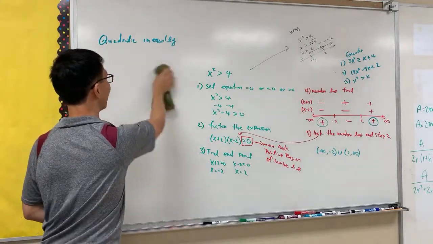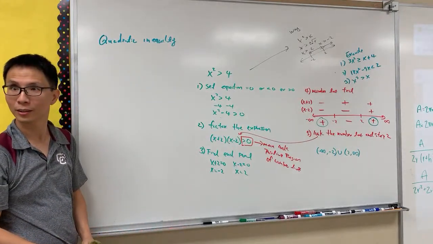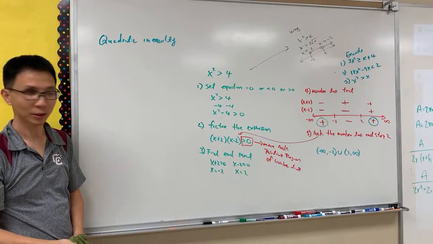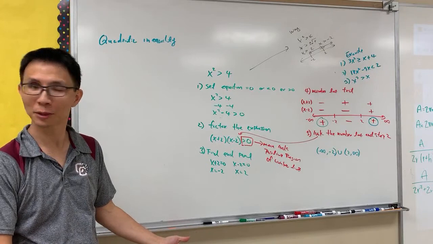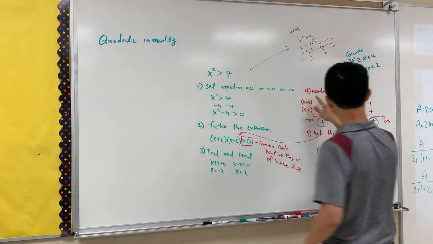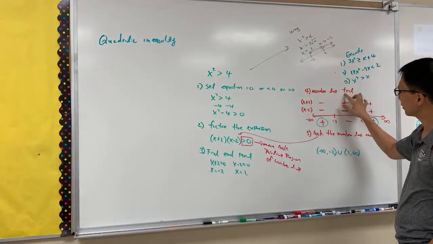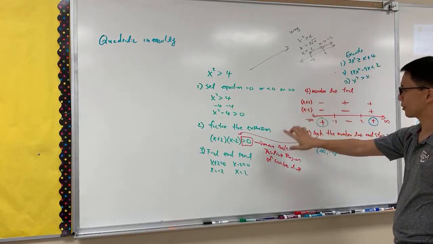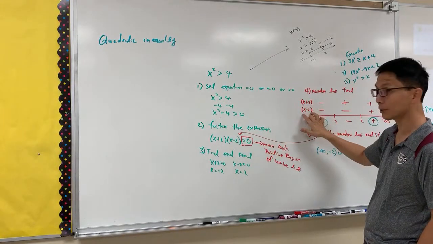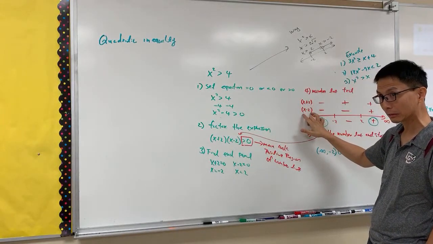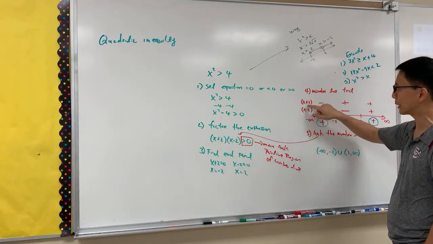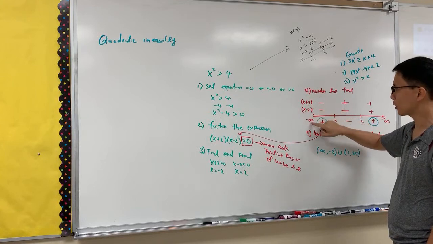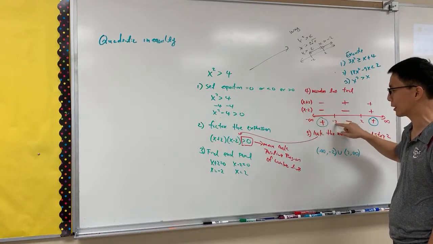Any help? I don't get it from step 4. You don't get it on step 4, okay. Step 4 is the number line test, right? So I have x plus 2, x minus 2. I think these are the 2 factors right here. Got it? Okay, so I'm going to pick a value between negative infinity and negative 2 and plug it into the factors.